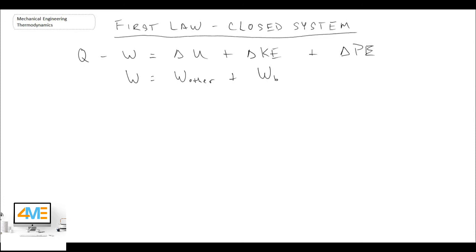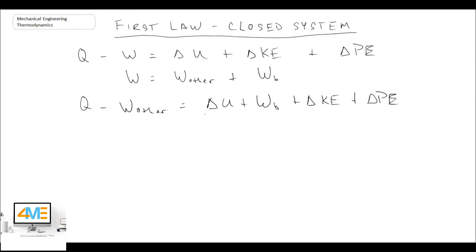The forms of other work could be some of the ones that we just talked about in the previous slide. So if we break work into that form, boundary work plus other forms of work, and then introduce that into the first law, we get an equation that looks like this. Now, what you'll notice that I've done is I've pulled the boundary work onto the right-hand side of the equation. It was originally on the left, and I pulled it over onto the right-hand side.